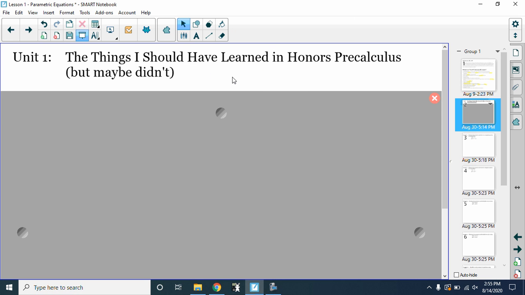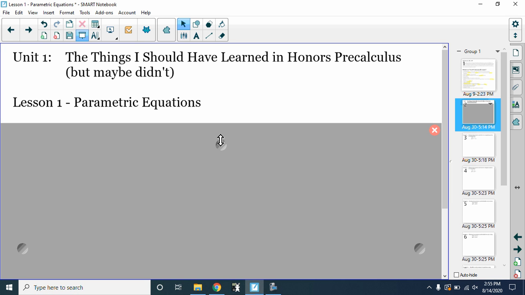So this entire first unit, Unit 1, is titled Things That I Should Have Learned in Honors Pre-Calculus. Yeah, but maybe you didn't. So all this stuff from Honors Pre-Calculus, not everything, but the things that you will need to know this year. So the first one, notice parametric equations popped up a lot. So the first couple days, today we're going to talk about parametric equations, and then later this week we'll move into polar equations. Again, we're not doing any calculus yet. We're just going to review what you should have learned a couple years ago.